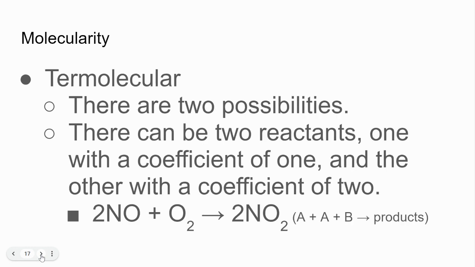Finally, there's termolecular. There's two possibilities there. You can have two reactants, one with a coefficient of 2, the other with a coefficient of 1, so we get the 2 plus 1 equals 3. As we do here, 2 nitrogen monoxide react with 1 oxygen. 2 plus 1 is 3. Sometimes written as A plus A plus B produces products, so that you can see it's really 3 molecules that are colliding here. Thus, termolecular. And again, 2 A's because there's 2 in front of the NO.